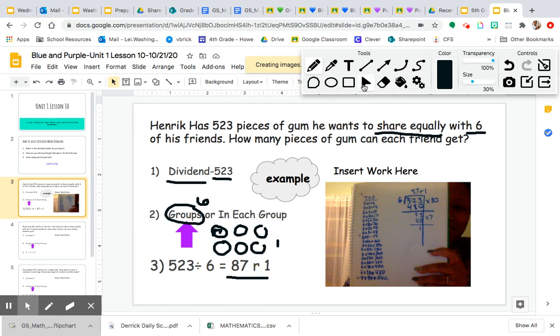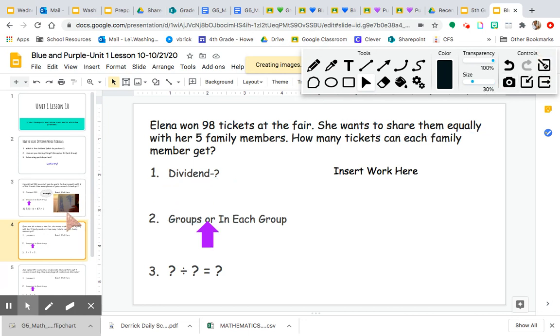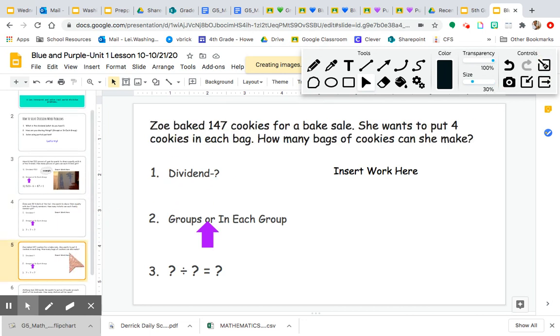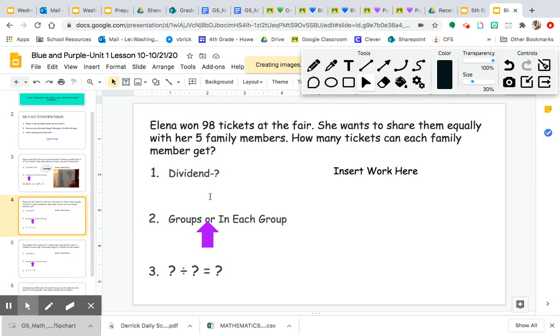Okay? What you are going to do is read problems 4, 5, and 6. And for each one, you will do the same. Tell me, what is the dividend in your problem? Do you know the groups or the number in each group? Create your problem here. Do your work on a separate piece of paper and insert your picture here so I can see your work.